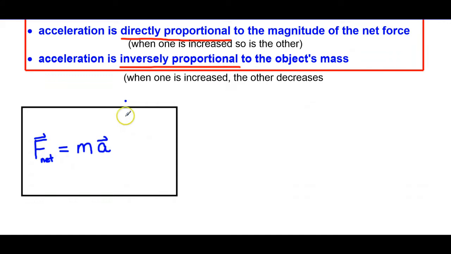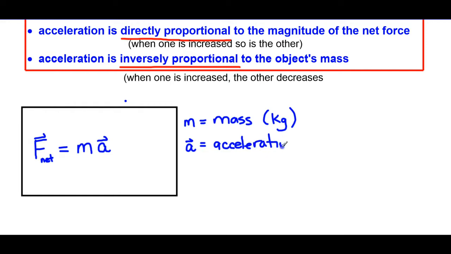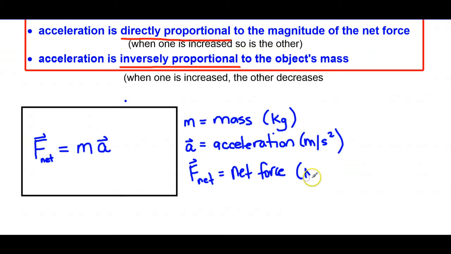And just to distinguish what these are, M is mass, and that's measured in kilograms. And acceleration is A, and it's measured in meters per second squared. And our net force, all of these things we've dealt with in some way, shape, or form, is our net force, and it's measured in newtons.